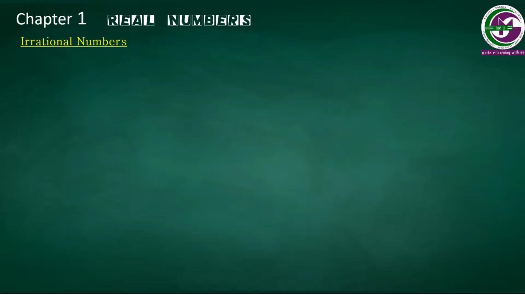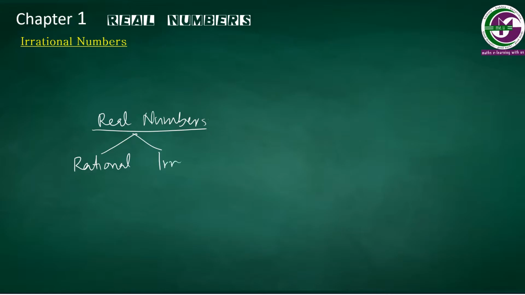And we know that the real number system is divided into two sections: real numbers are divided into rational and irrational. How are they classified? It is classified according to whether they can be expressed in the form p by q or not. If they can be expressed in the form p by q, where q is not equal to 0, as a fraction, such numbers are called rational numbers. And if we cannot express them in the form p by q, it is called an irrational number.